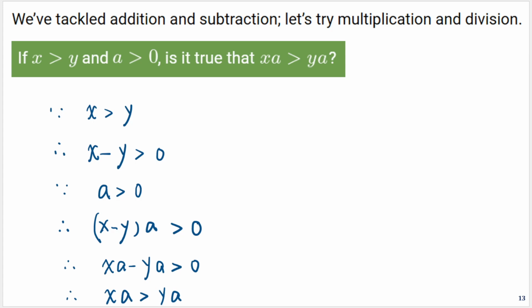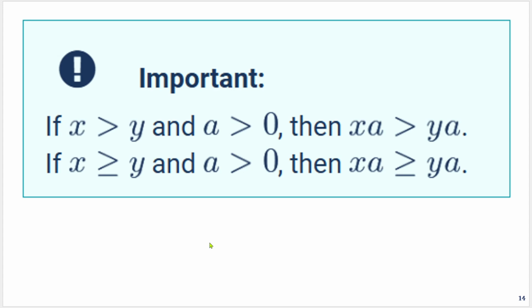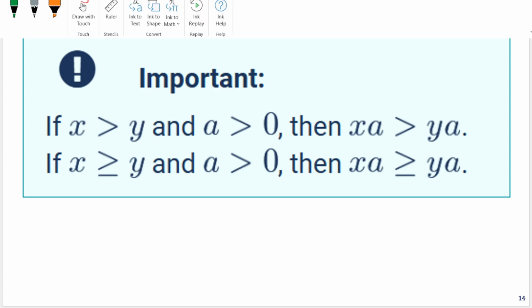Therefore, if we have x is greater than y and a is greater than 0, then we must have x times a is greater than y times a. And let's put this in a summary. This tells us that if we have x is greater than y and you have a positive number a, then if you multiply the original inequality using a positive number, this does not change the inequality sign. Does not change the direction of the inequality sign, right?